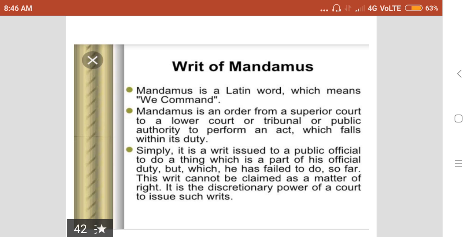Writ of mandamus. Mandamus is a Latin word which means we command. Mandamus is an order from a superior court to a lower court or tribunal or public authority to perform an act which falls within its duty. Simply, it is a writ issued to a public official to do a thing which is part of his official duty, but which he has failed to do so far. This writ cannot be claimed as a matter of right. It is the discretionary power of a court to issue such writs.